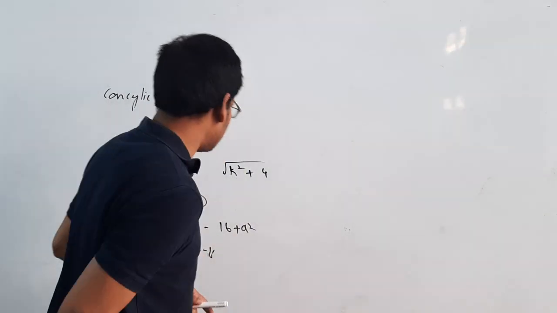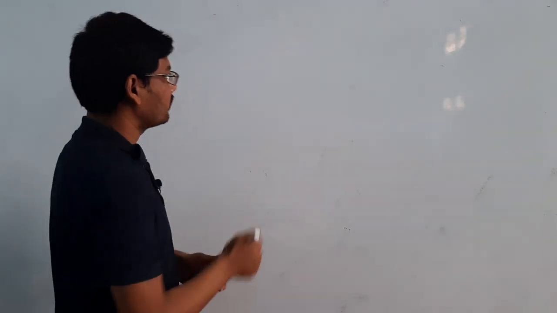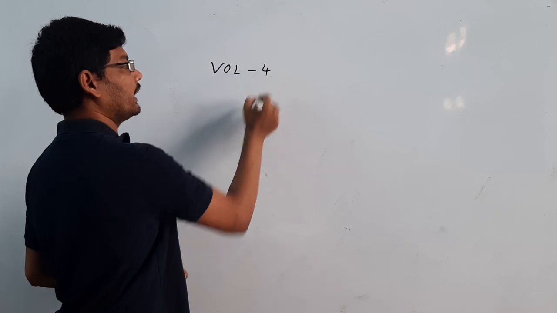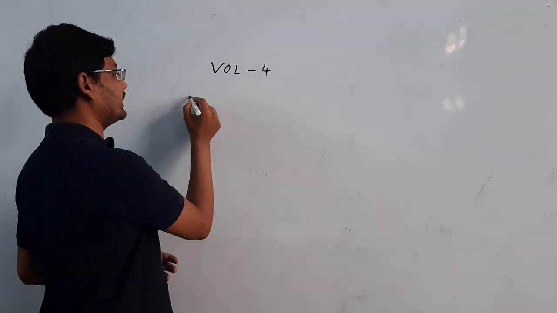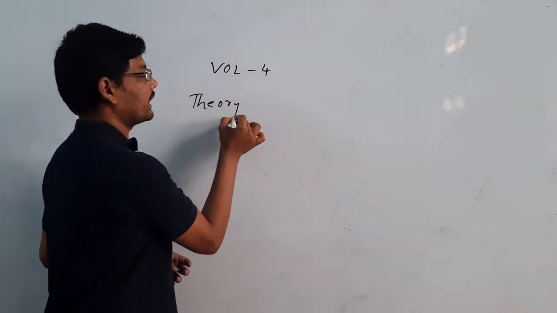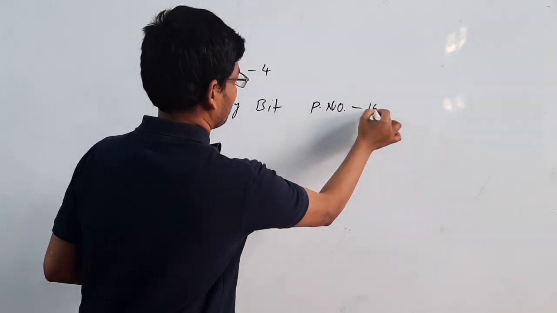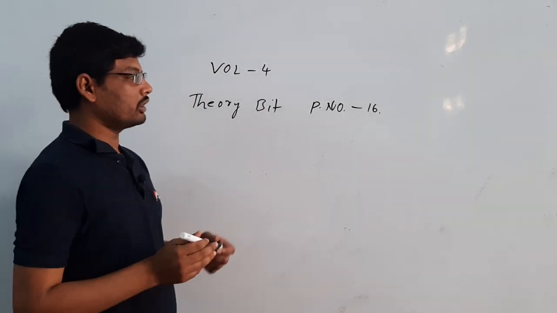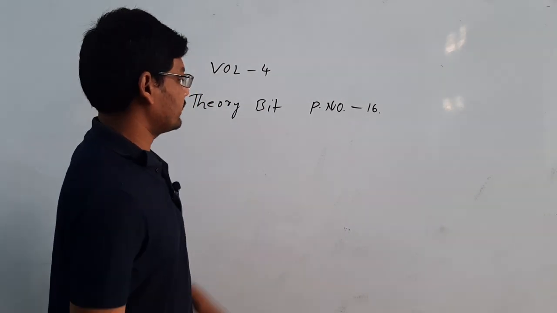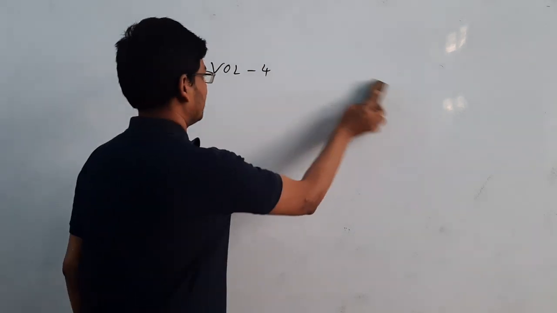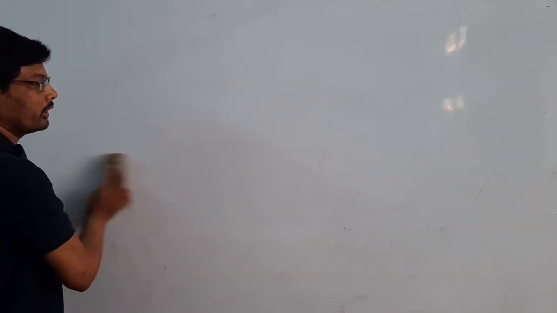In this material, volume 4, you have to practice the theory bits on page number 16. You have to practice the theory bits which are in the circles chapter, volume 4 material here, and I am going to solve topic wise JEE problems related to this material.